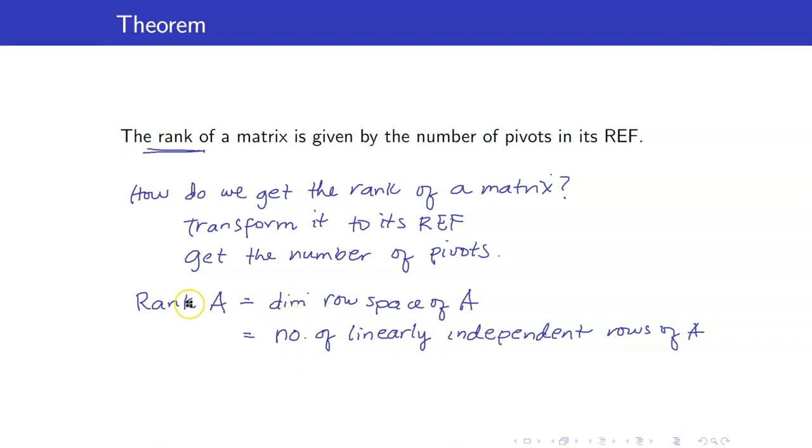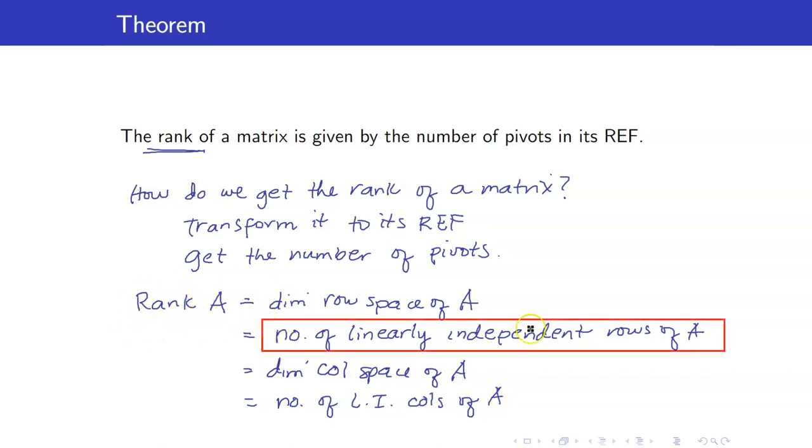But similarly, since the rank of A is also equal to the dimension of the column space of A, the dimension of the column space of A is the number of linearly independent columns of A. Hence, the rank of a matrix tells us the number of linearly independent rows, and that number of linearly independent rows will always be the same as the number of linearly independent columns.